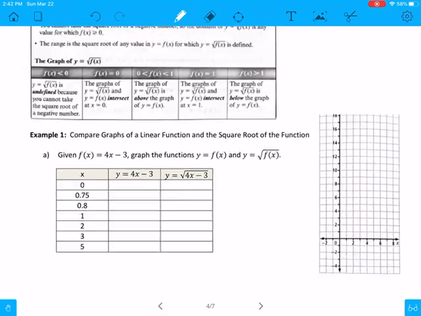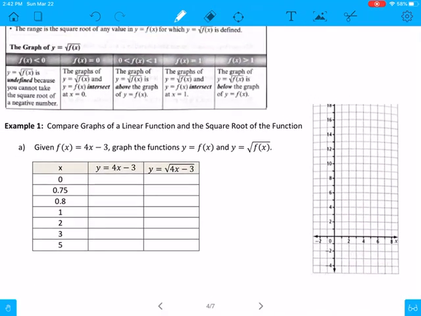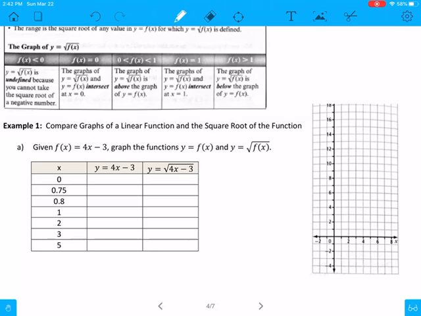So here, we're going to compare one. So here it says, compare the graphs of linear functions. And you can read the top. It gives you a summary at the end. You can read that very front box at the very end if you'd like. So compare graphs of linear functions and square roots of the function. So we're taking any function, mainly linear and quadratic, and then we're square rooting them, okay?